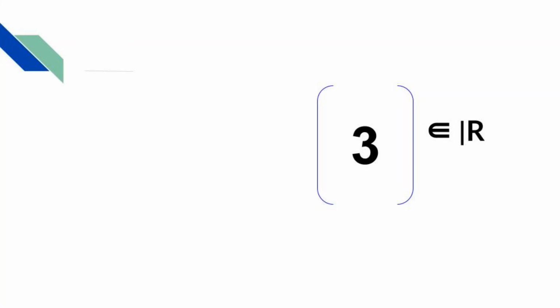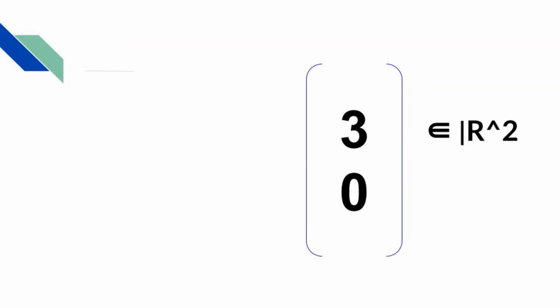We say that a one-dimensional vector is an element of the one-dimensional real coordinate space. This is represented by an R with a vertical bar to its left. The one-dimensional real coordinate space represents all possible ordered lists of real numbers, where the list is a size of 1.